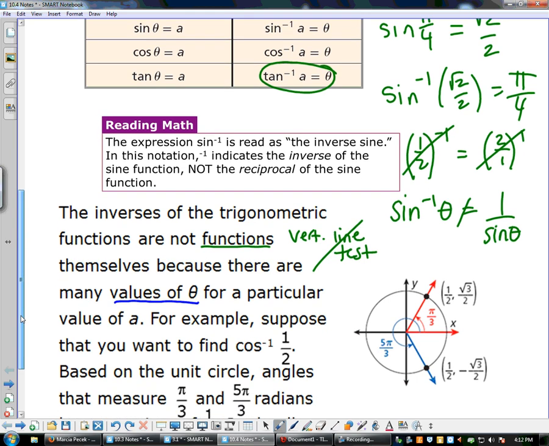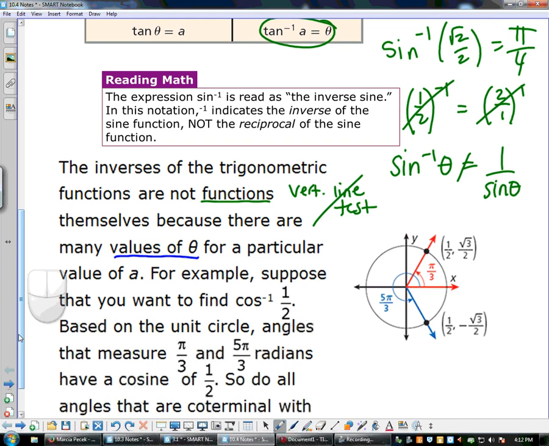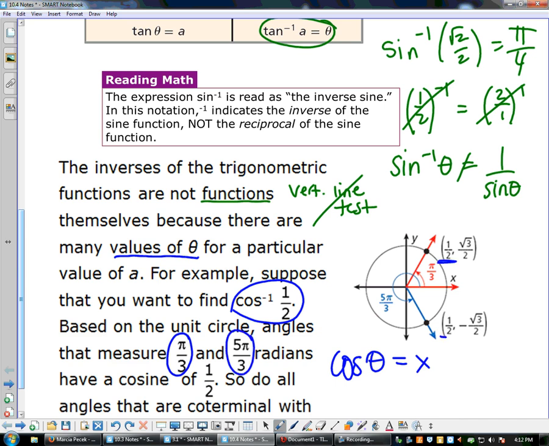So for example, if I wanted to find cosine inverse of 1/2, what this is really asking is what angle measures have a cosine of 1/2. When we talk about cosine of an angle, we're really talking about the x-coordinate. So what angles have the x-coordinate of 1/2? On our unit circle, we can see that's two places, pi over 3, but also 5 pi over 3. This x-coordinate is 1/2, and this x-coordinate over here is also 1/2. Since there's more than one answer, that cannot be a function itself.